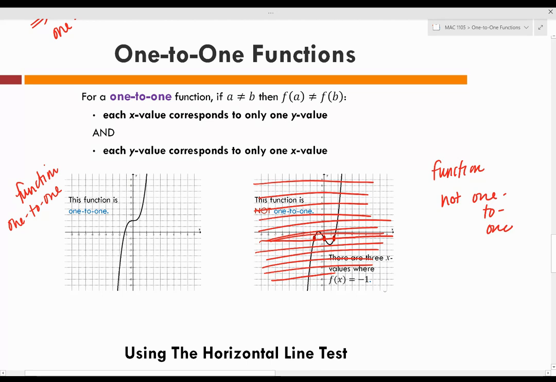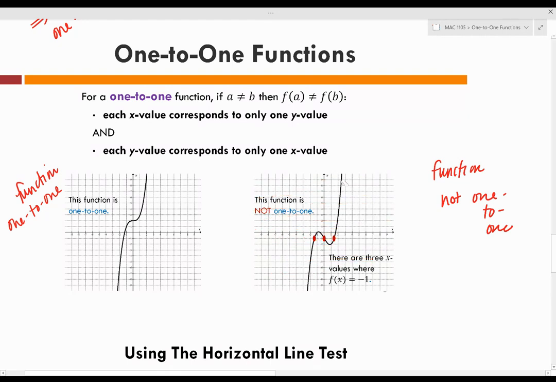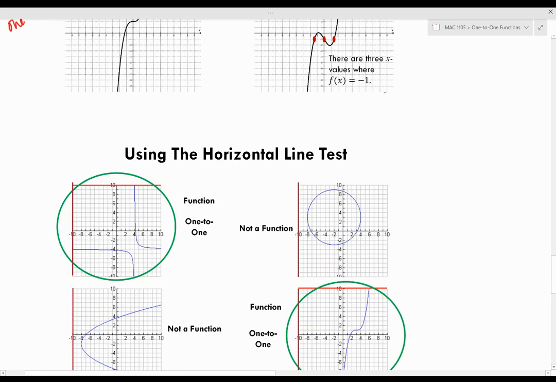Okay, so just for future reference, any one-to-one function is a function, so you don't have to worry about that. But not all functions are one-to-one, so just be careful. All right, let's practice some more.